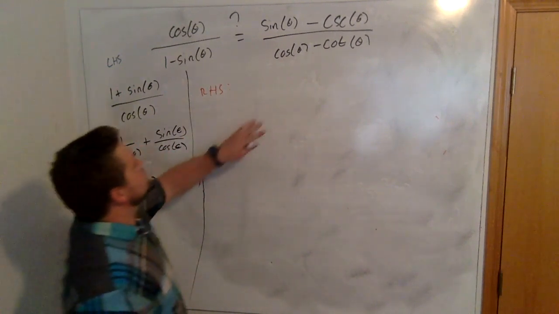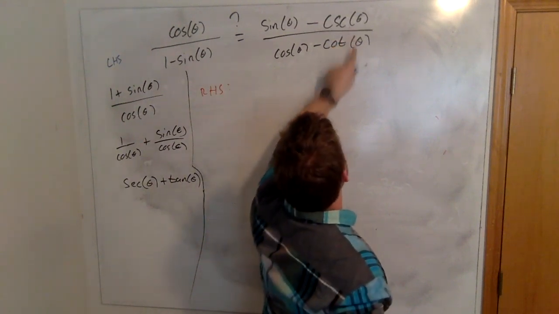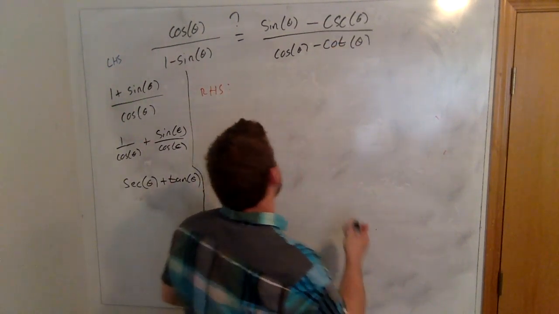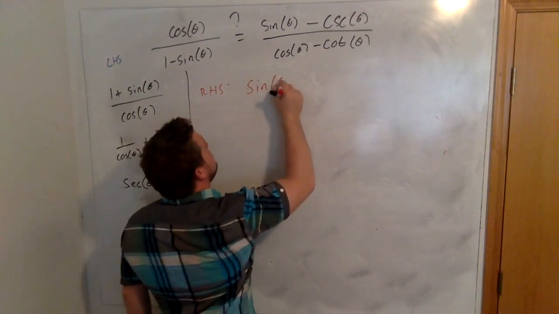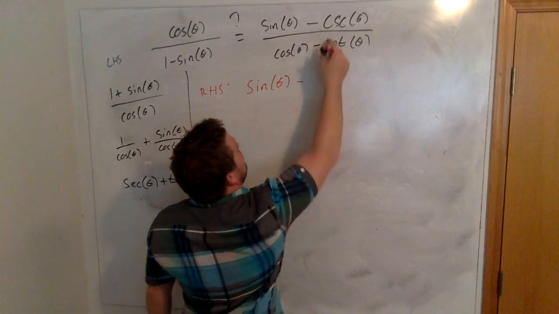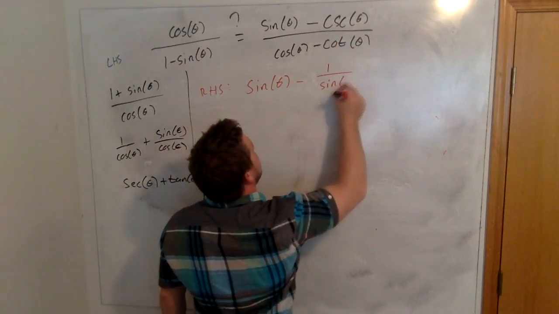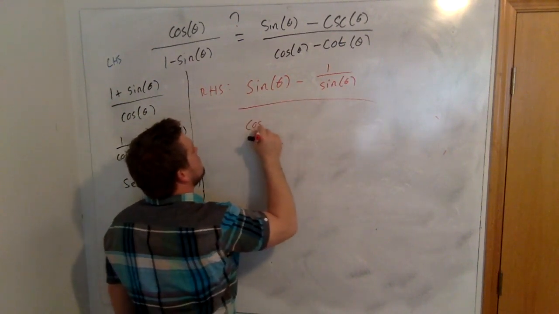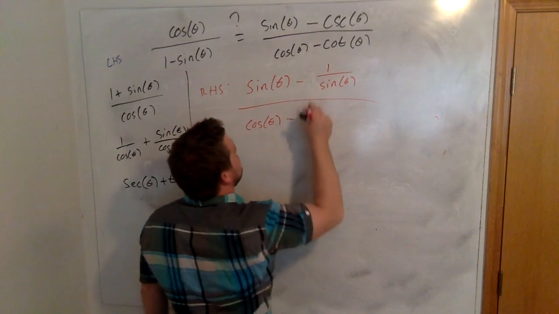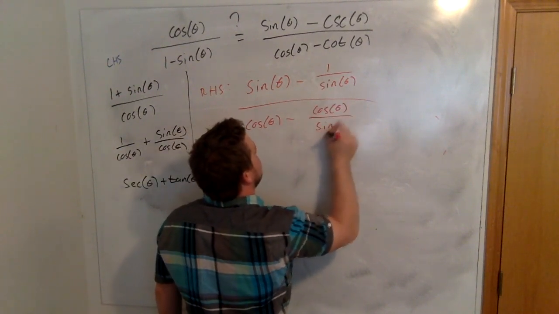But at least noticing the right-hand side here, I notice I can write cosecant and cotangent in terms of sines and cosines, so this might be something useful to try. So sine of theta minus, well, cosecant is the same thing as what? 1 over sine of theta, all over cosine of theta minus cosine of theta all over sine of theta.